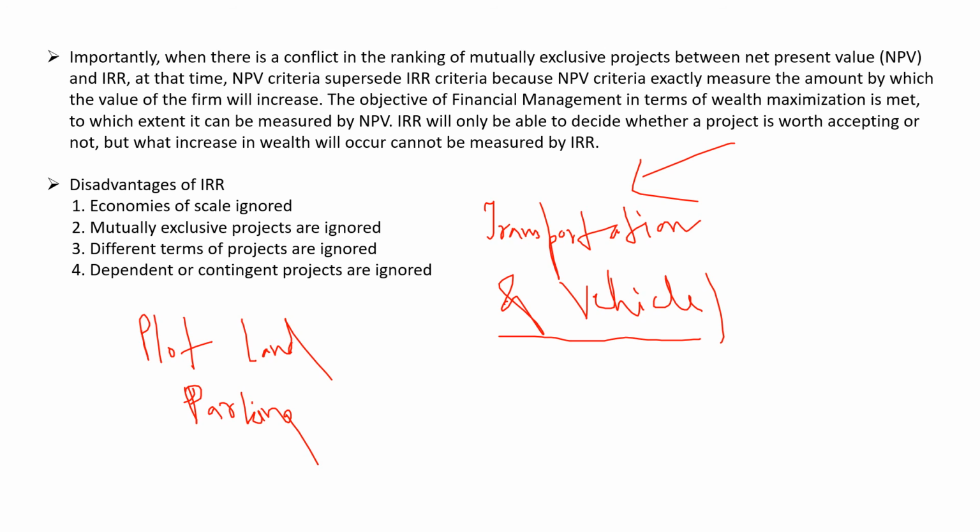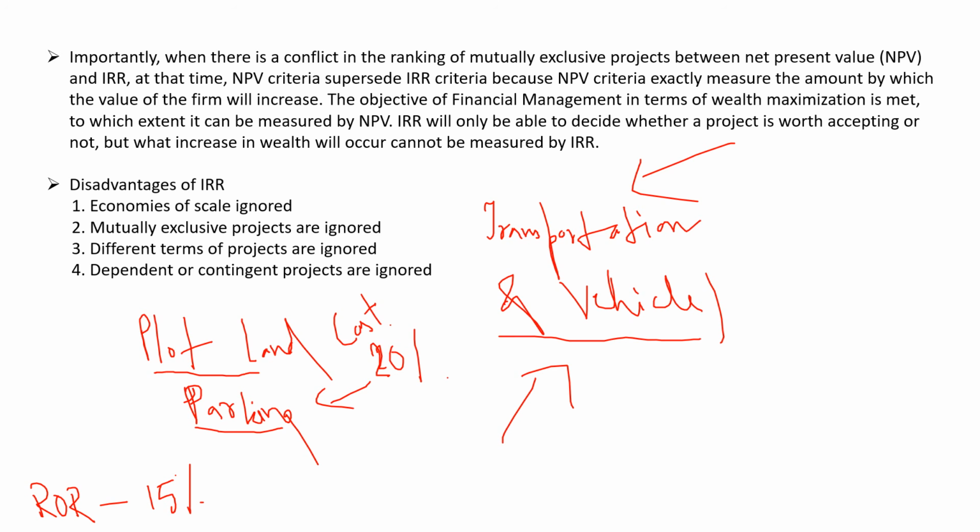the rate of return from this project comes out to be, say, 15%, and it is very profitable for me. But while taking this parking land, the maintenance charges will again be there, and it comes out to be 20%. The cost I will have to bear is 20%. That means the expense is more than the return I will be getting by investing in this project of transportation of vehicles. This criterion is not seen. That means the contingent projects are not seen.